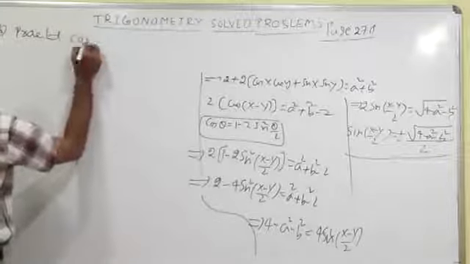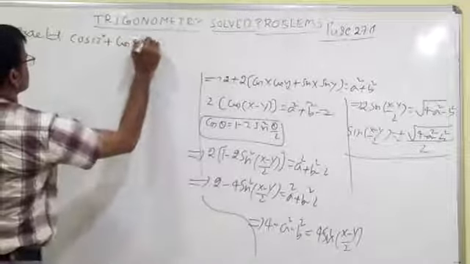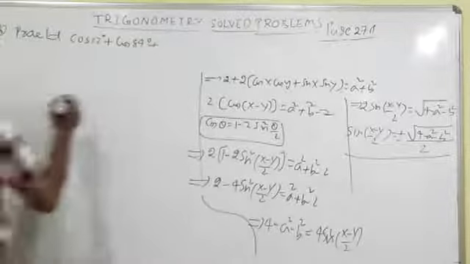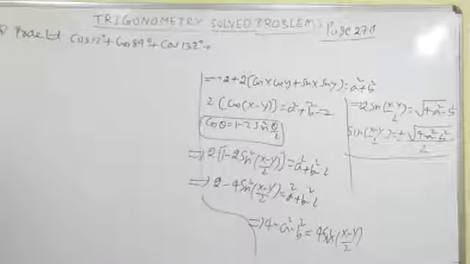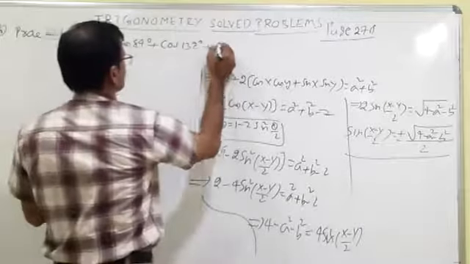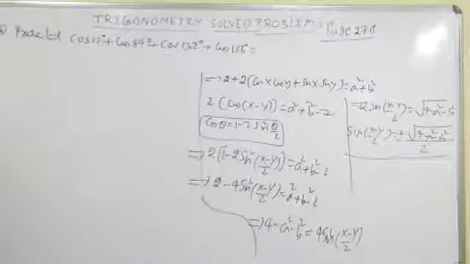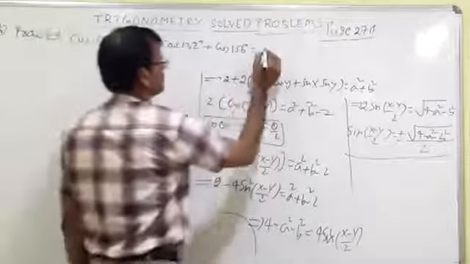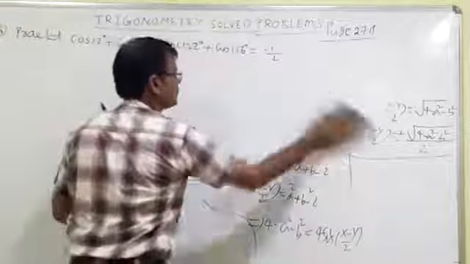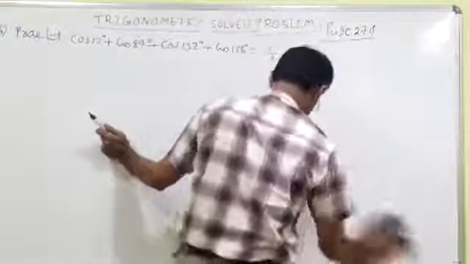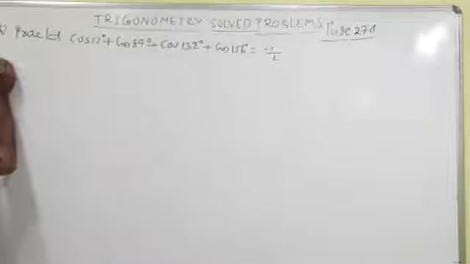cos 12 degrees plus cos 84 degrees plus cos 132 degrees plus cos 156 degrees is equal to minus 1 by 2. Take LHS.